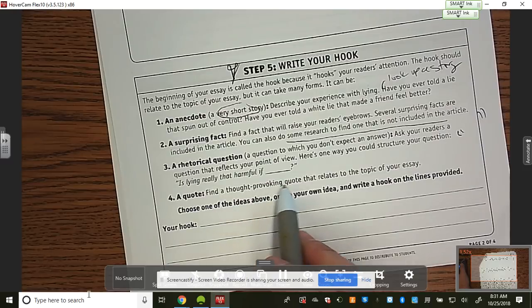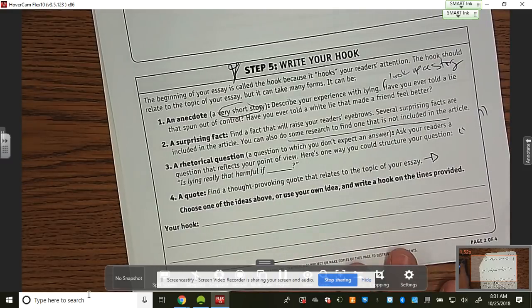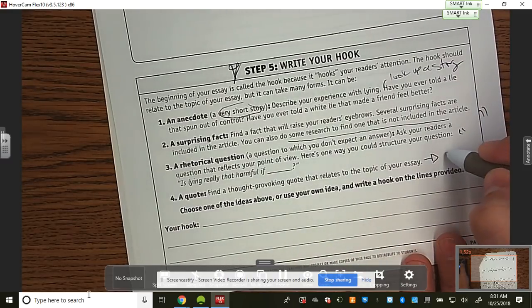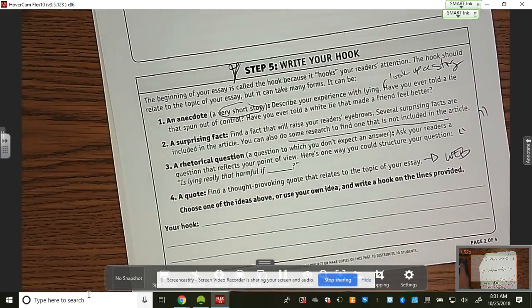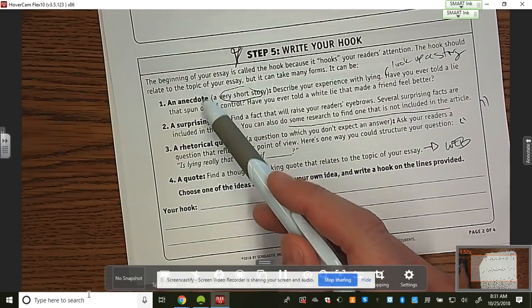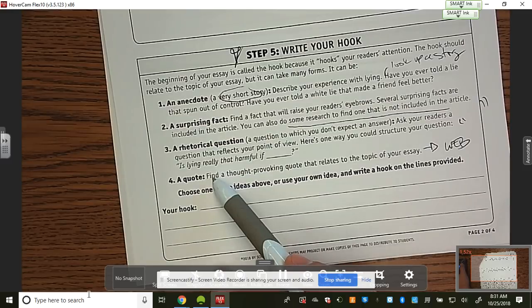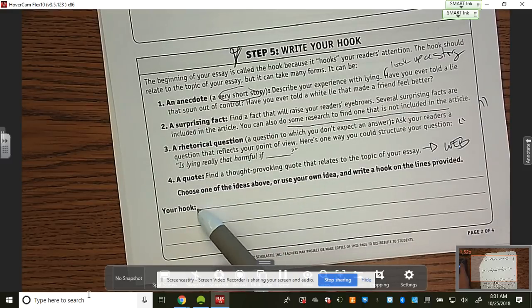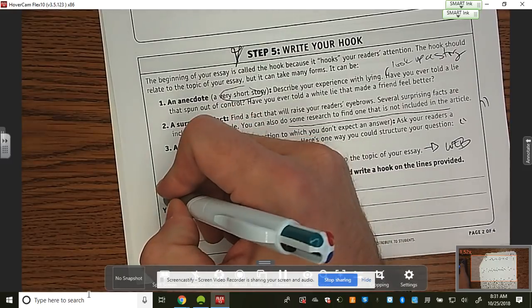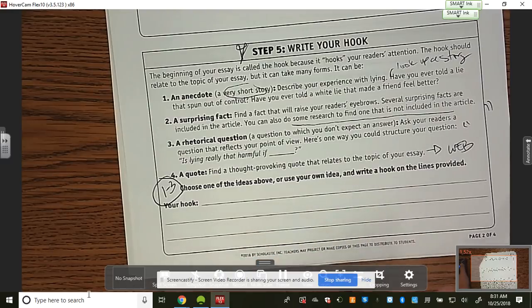Or I could find a thought-provoking quote that relates to the topic. Again, you can use something from the article that you haven't used yet. However, if I go on the web, this is really going to help me create something. There are many ways to start an essay, but we're going to focus on anecdote, surprising fact, rhetorical question, or finding a quote. All right, then your hook will be right down here. It could be 1 sentence to 3. It may be 3 if it's a story, and maybe 1 if it's just a direct quote from somewhere.